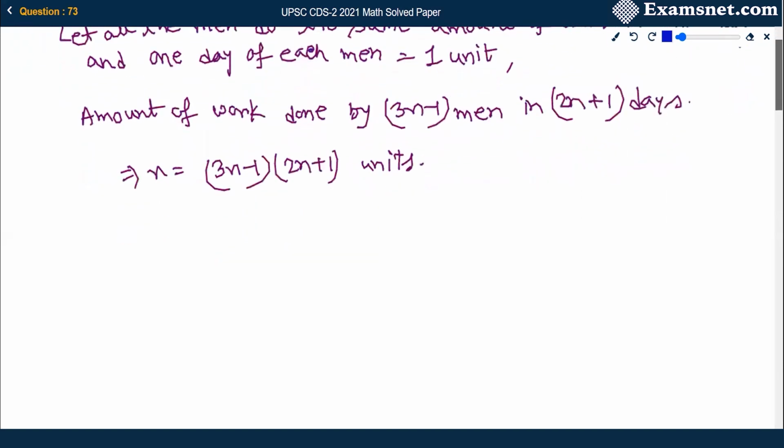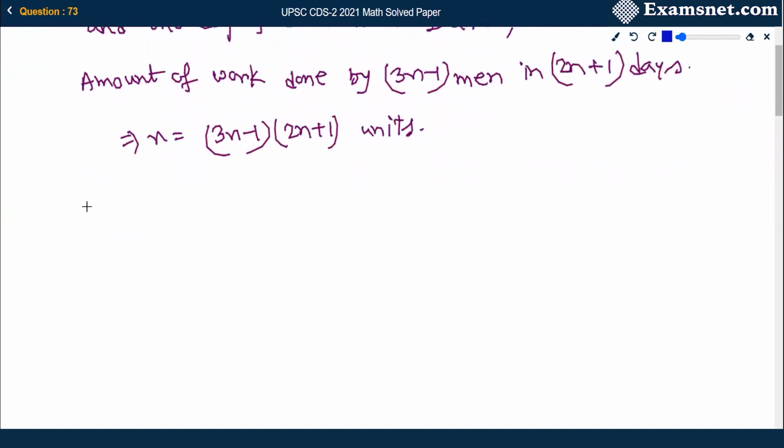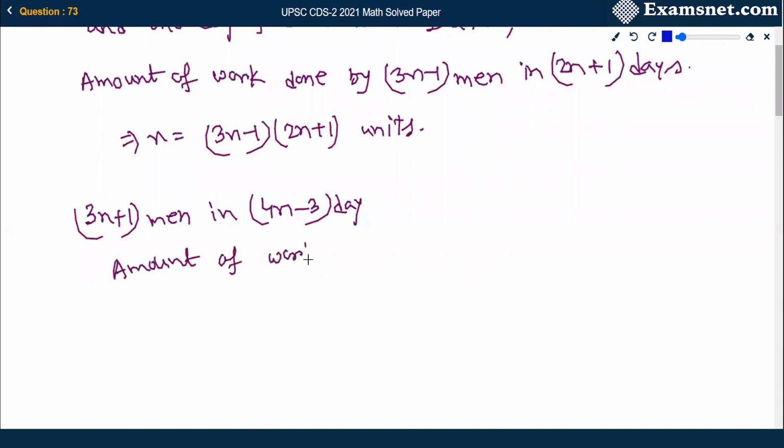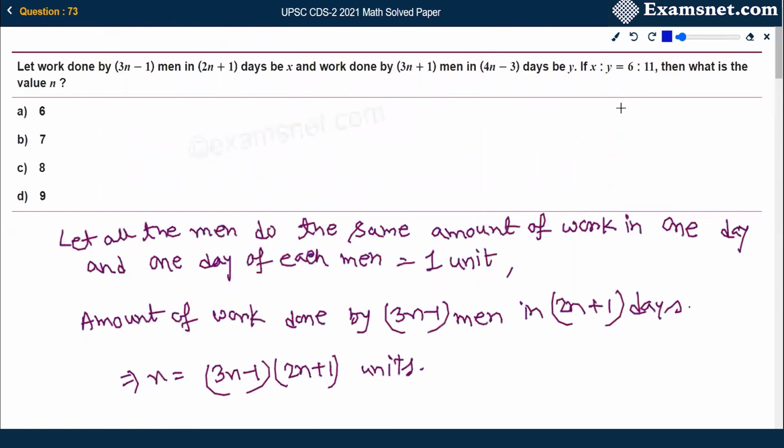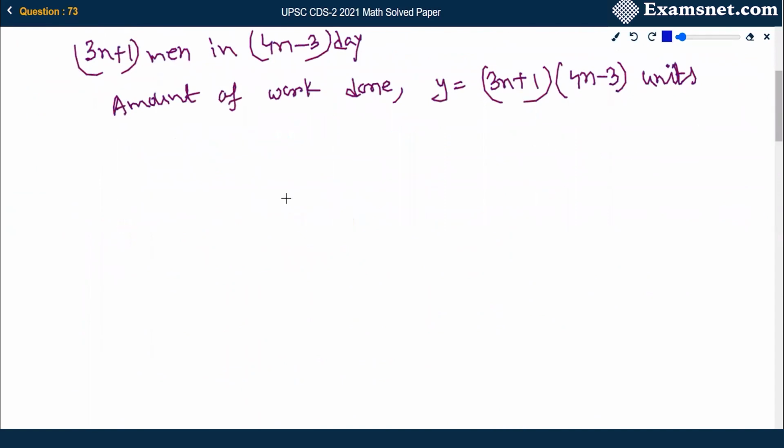Similarly, the amount of work done by 3n plus 1 men in 4n minus 3 days, that is y equals 3n plus 1 multiplied by 4n minus 3 units. We are given a condition that x is to y equals 6 is to 11. So let's write it. According to the problem, x by y equals 6 by 11.